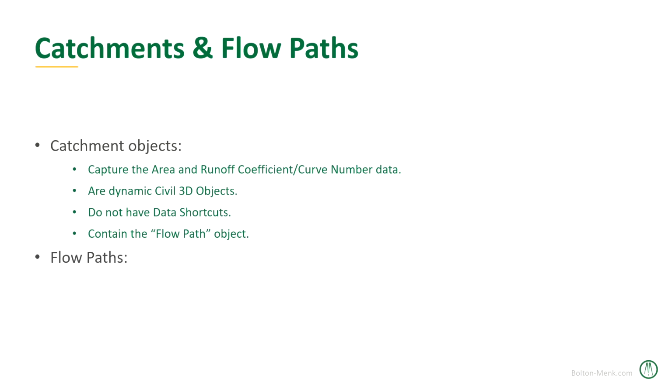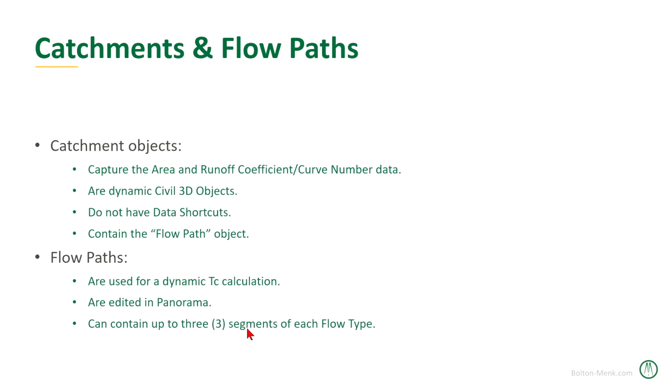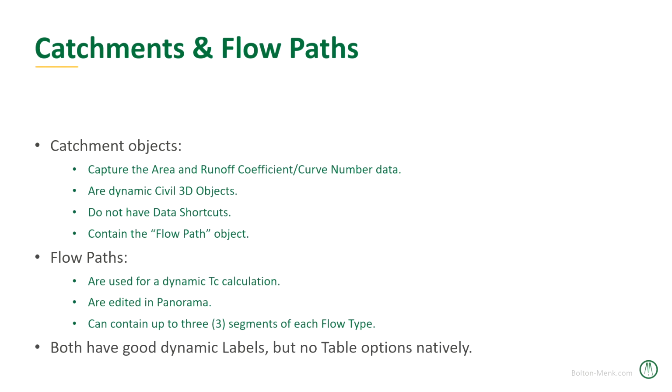So a flow path is what Civil 3D is going to do to help us come up with our time of concentration calculation. So we're going to edit those inside Panorama. We are going to also have the ability to define up to 3 segments of each flow type. So again, I mentioned this is TR55, so that would be our sheet flow, our shallow concentrated flow, and our channel flow. We get up to 9 different groupings of those.